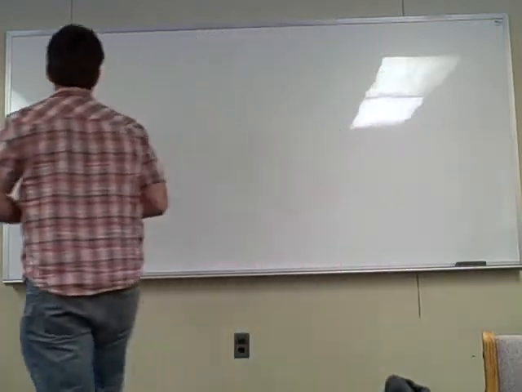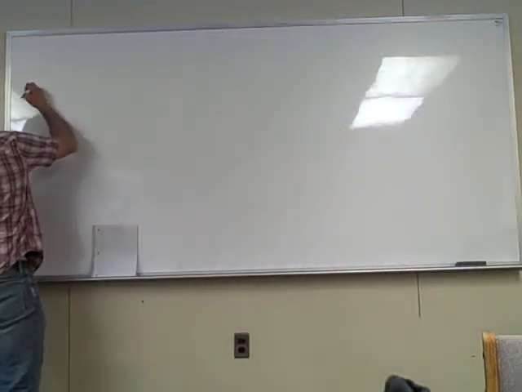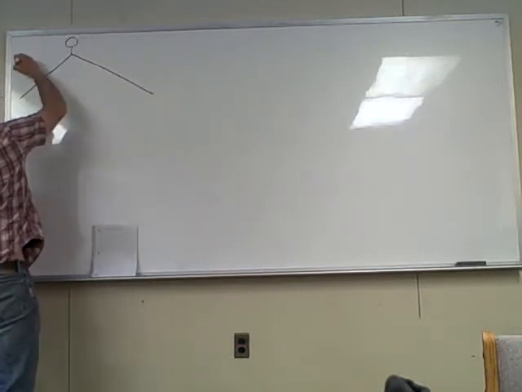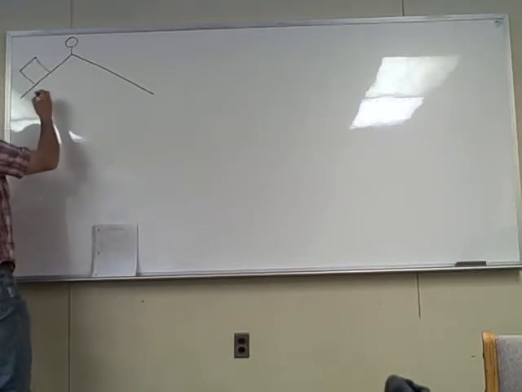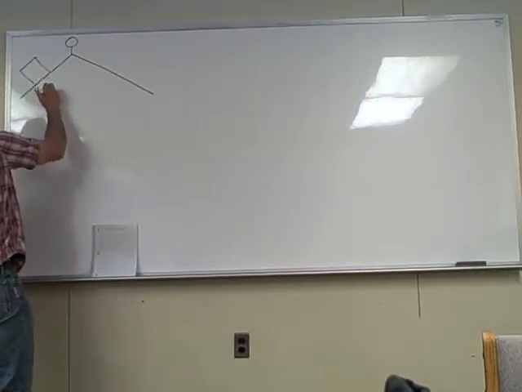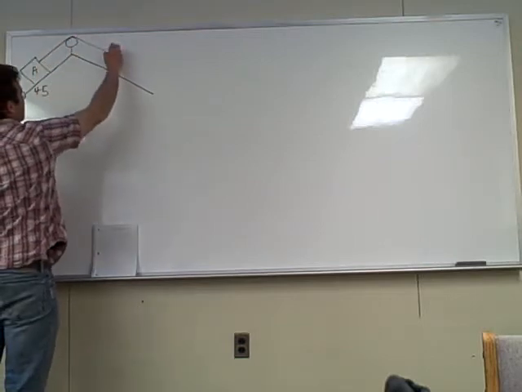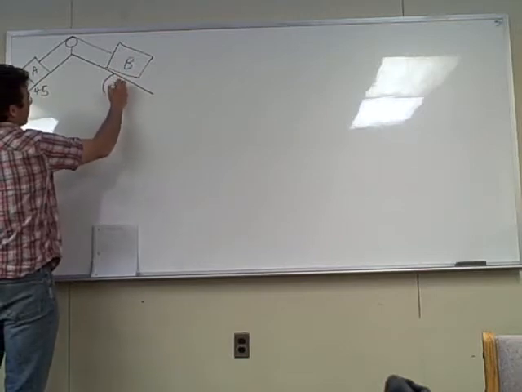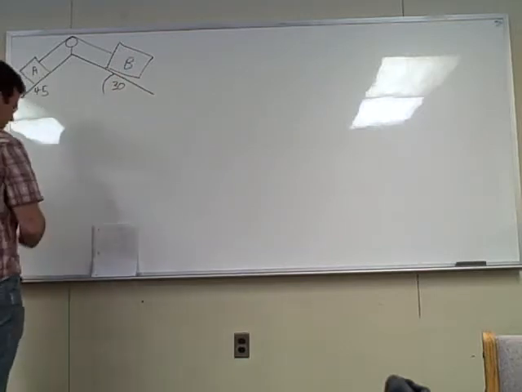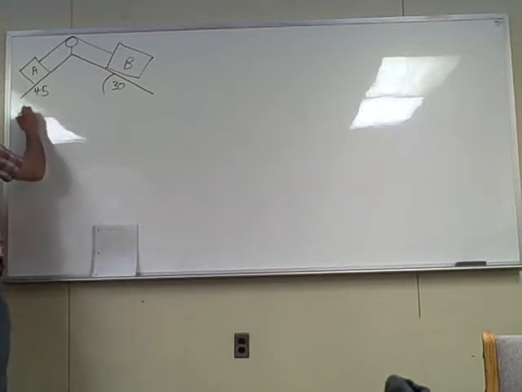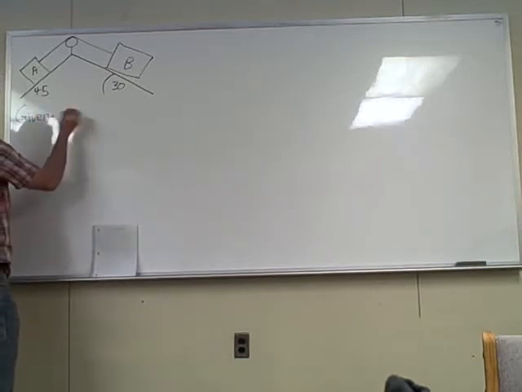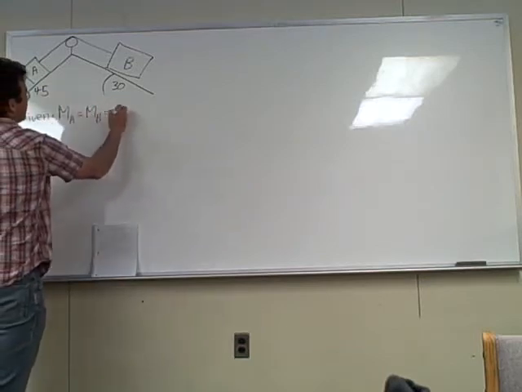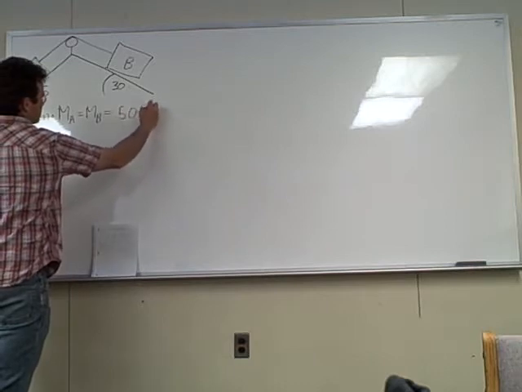Begin. So we're going to work with the same problem. We have our block and pulley system, and we have block A on an inclined plane of 45 degrees, and we have block B on an inclined plane of 30 degrees, and we're given that the mass of block A equals the mass of block B equals 50 pounds.